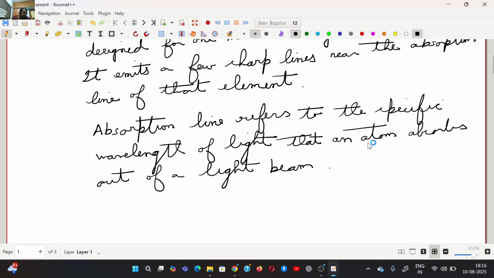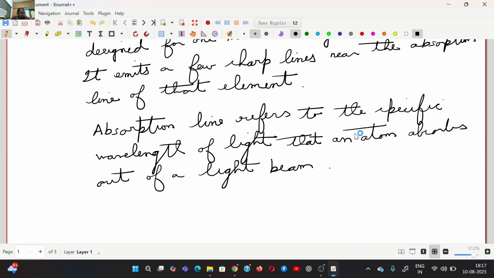So an absorption line is a specific wavelength of light that an atom absorbs out of a light beam. When you emit light, it will contain many wavelengths, right? When it passes through a material, that material has a cloud of free atoms. Those atoms will only absorb the light that matches their internal energy levels. So what is an internal energy level? Like we talked about earlier, it is the energy level due to the electrons which occupy the outer shell of an atom. Each of the electrons will have a particular energy level, like steps in a ladder.